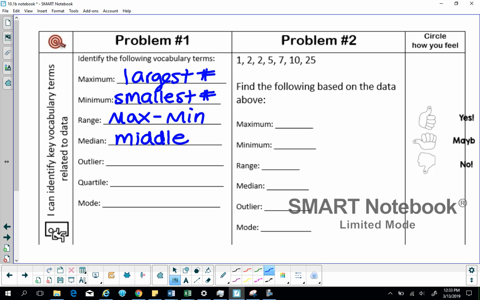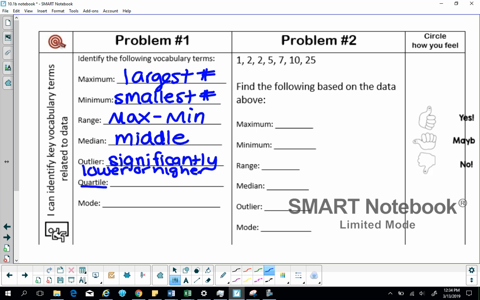Outlier. So this one's significantly lower or higher. Let's see if I can spell that correctly. So a number that, and we'll learn about that next class, it's a number that's really low or really high compared to the rest of your numbers.